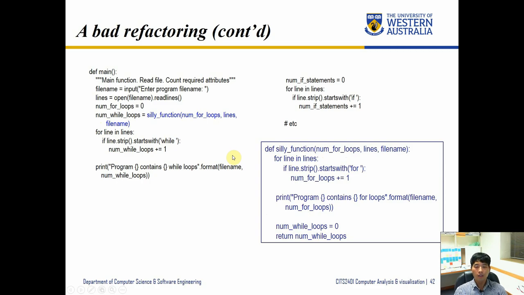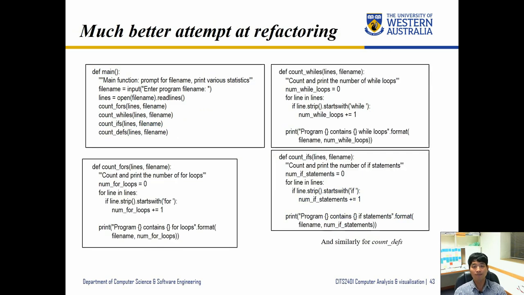Okay, but this is not very good because we cannot reuse this code in other places, and therefore this is not a good example of refactoring. We can probably do better, right? So hopefully the next slide is what you had in mind, which looks like this. A main function is going to call count fors, count whiles, ifs, and definitions, right? So this is probably what you have identified before. Basically those blocks of code are counting different operators in the code, right? And therefore we can pull these out separately.